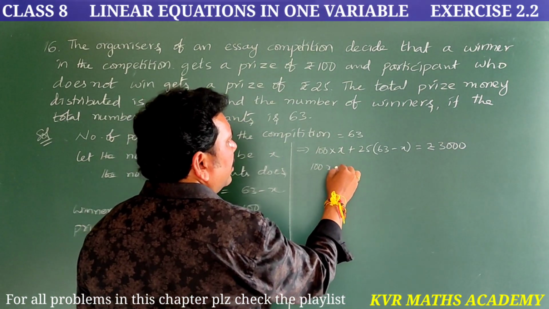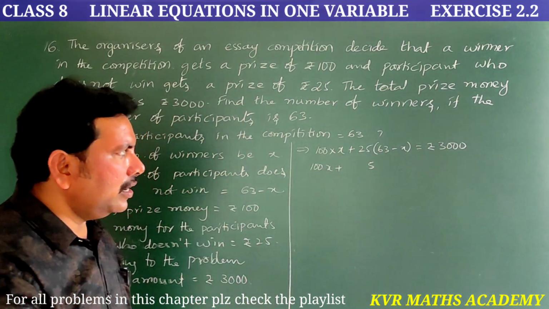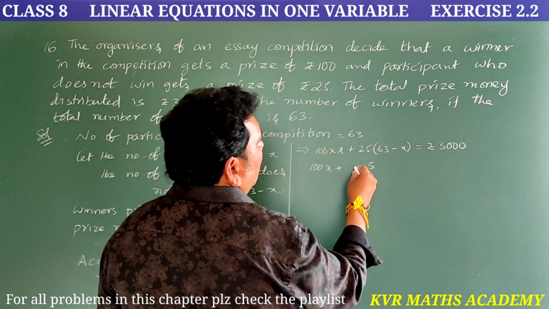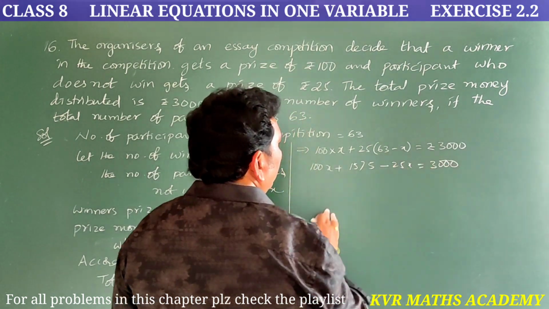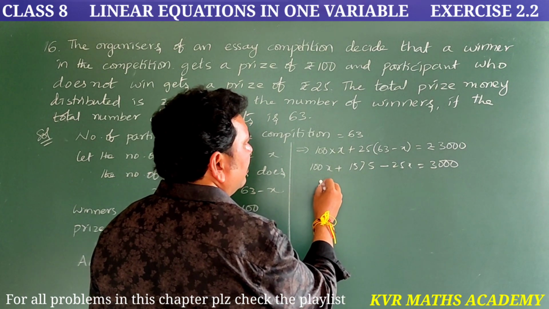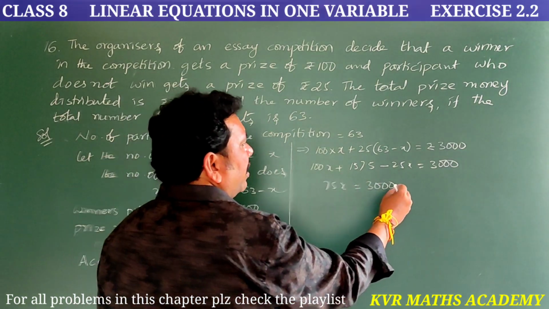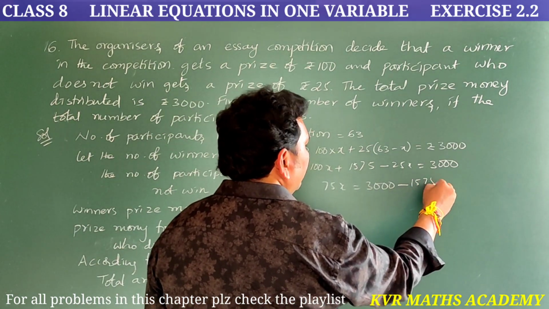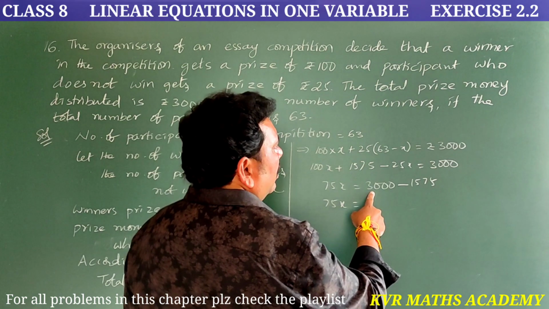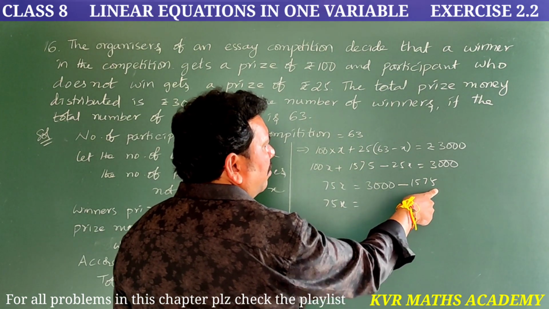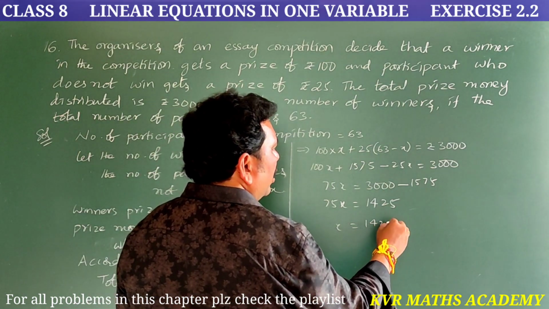100 into x, 100x plus 25 into 63: 25 3s are 75, 25 6s are 150, so 1575, minus 25 into x, 25x is equal to 3000, right? So 100x minus 25x, how much? 75x is equal to 3000 minus 1575, transferred to this side it will be minus 1575. So 75x is equal to 3000 minus 1575. How much? 3000 minus 1500 is 1500, minus 75 also, 1425.